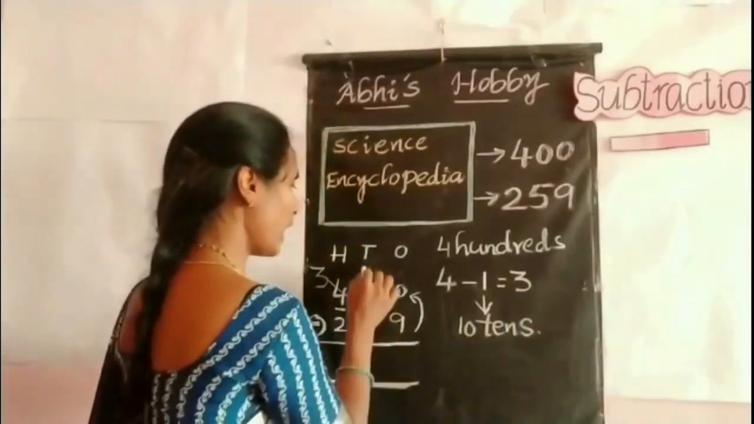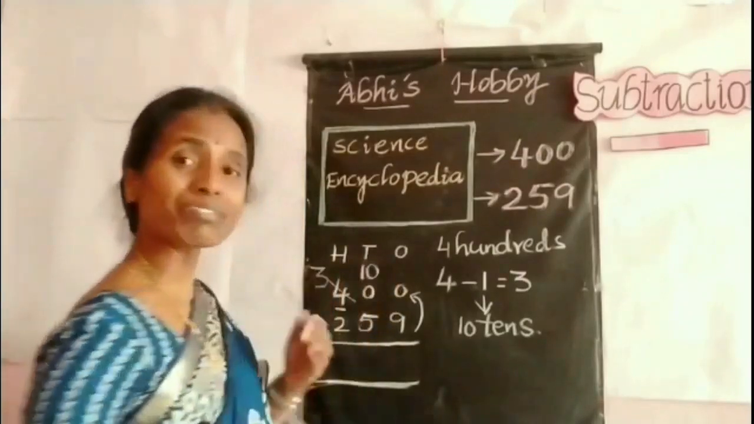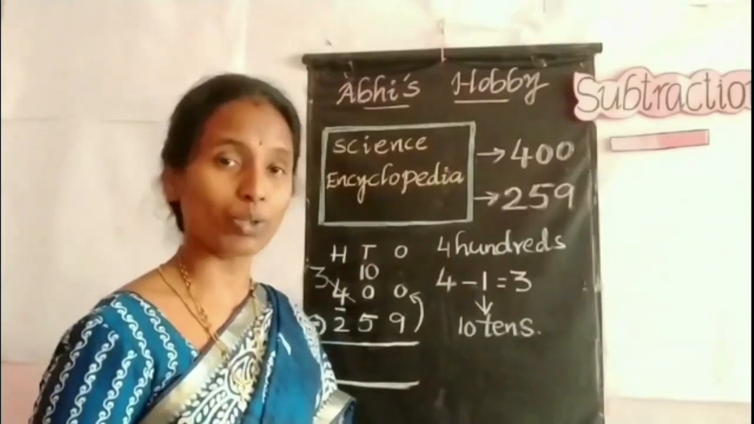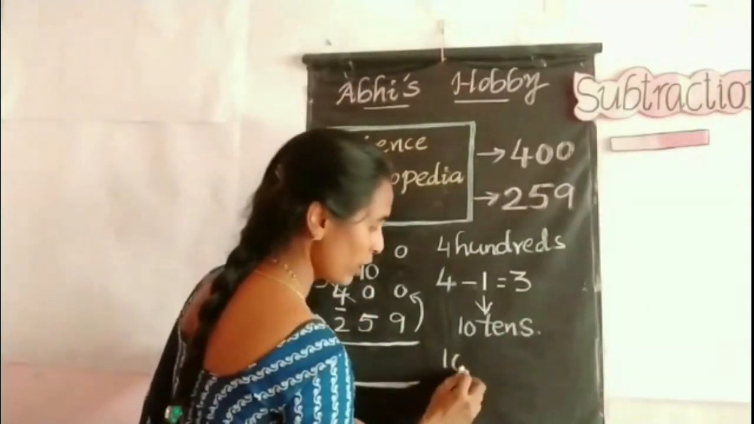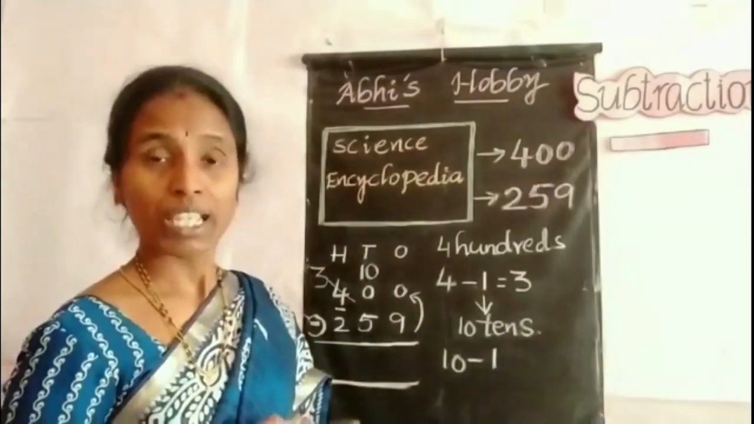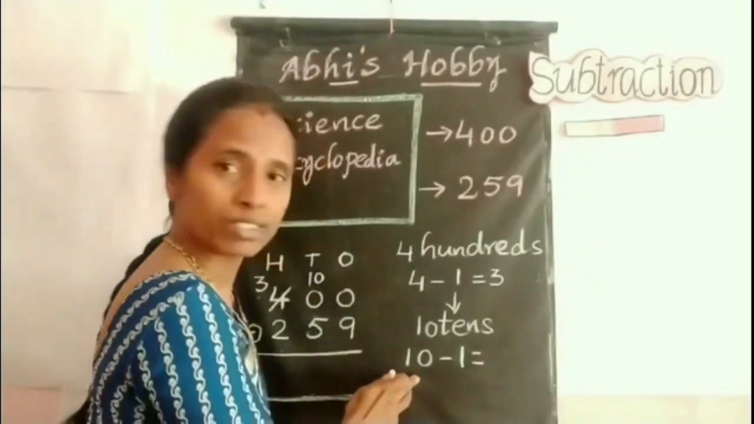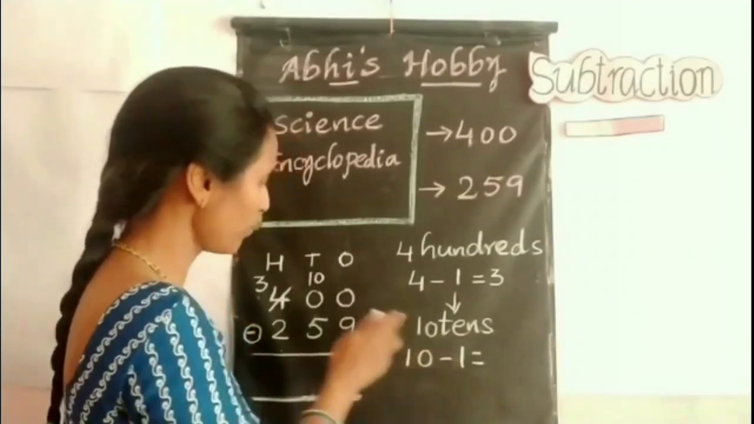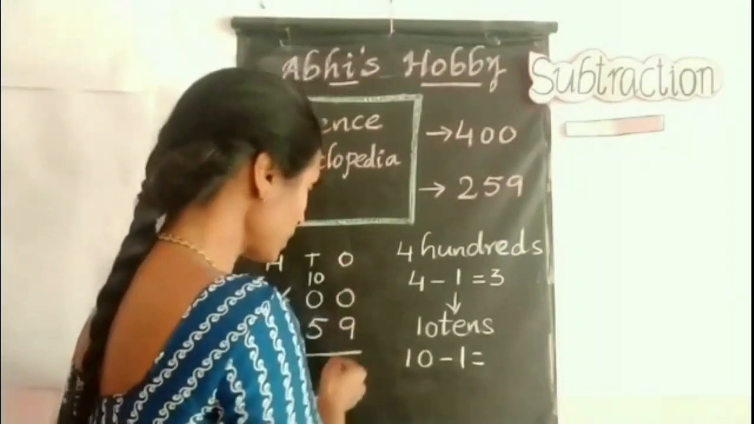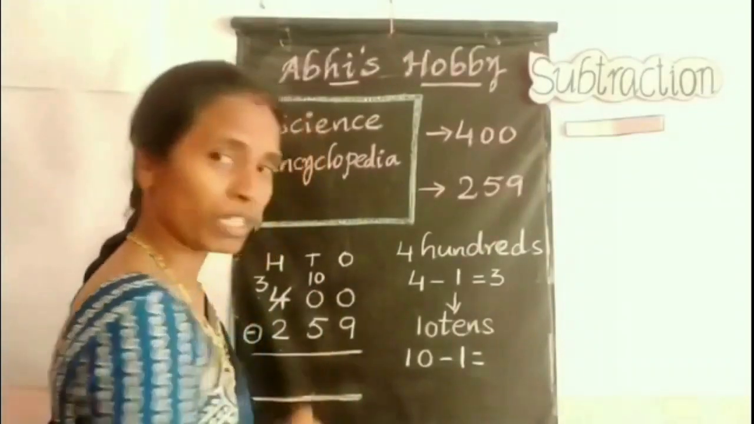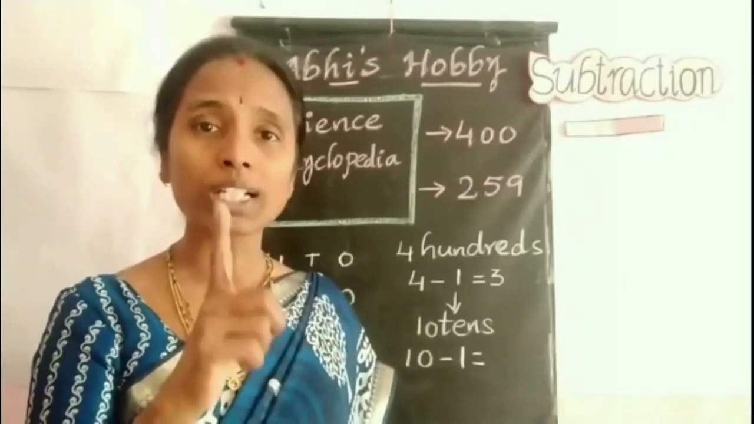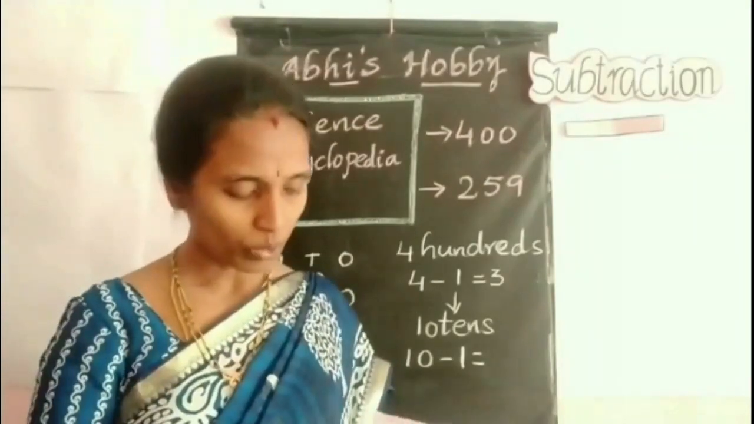Okay children, so I will write the 10 here. After that, from the tens place to the ones place again I need to give a borrow. Yes or no? So from 10 tens, now I am giving 1 ten as a borrow to ones. Can I give a ten directly to the ones place? No, because this is the ones place. So a ten is given in terms of ones. A ten means how many ones, children? Look here.